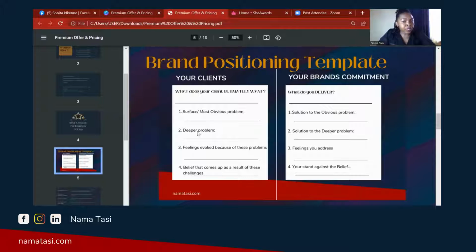And the deeper problem that they arise from. This obvious problem is mostly the conscious problem that people are aware of, right? For instance, in my case, my clients don't get results on LinkedIn because they do not have a strategy that is created for their business. You know, it's not specific to their business, it's not specific to the clients they're targeting, it's not specific to you as a person.